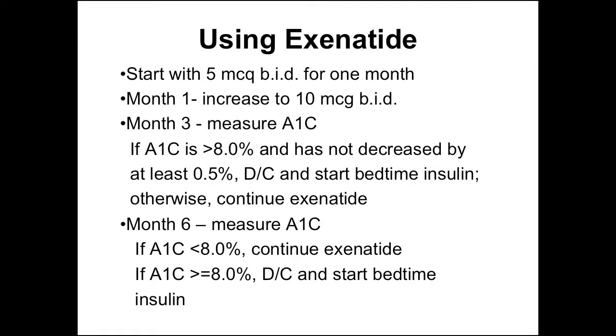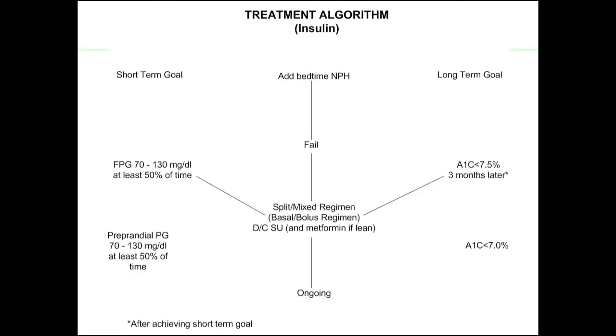So we start with 5 micrograms, give it twice a day. In 1 month, it's increased to 10 BID if the patient can tolerate the nausea or the vomiting, which usually does go away. At 3 months, if we measure an A1C greater than 8% and it has not decreased by at least 0.5%, then we would discontinue it and start bedtime insulin. Otherwise, we continue it. We measure the A1C at 6 months. If it's less than 8%, we continue it. If not, we discontinue it.